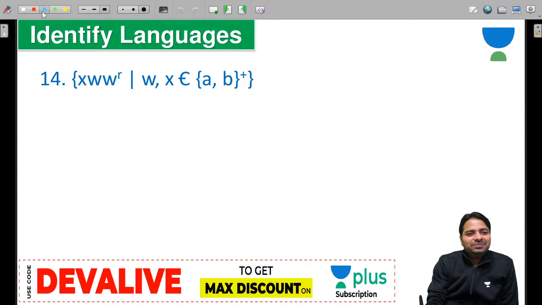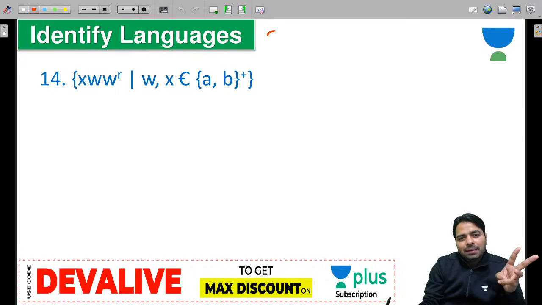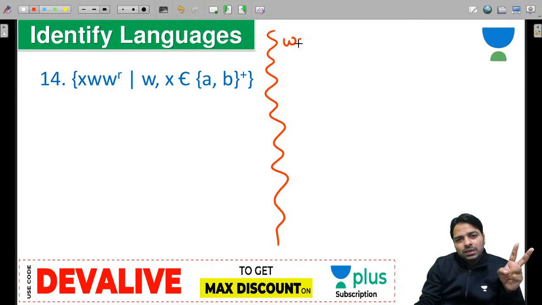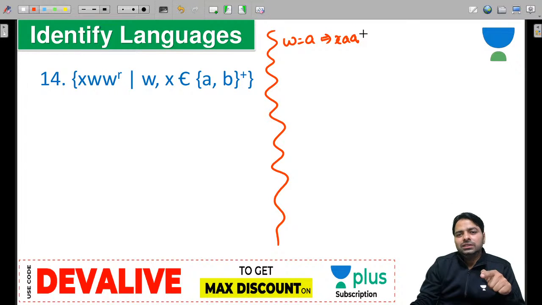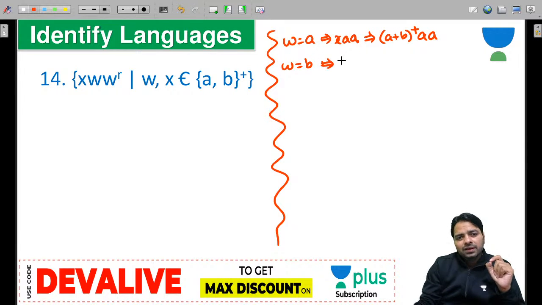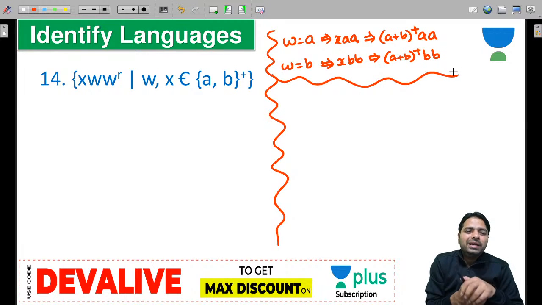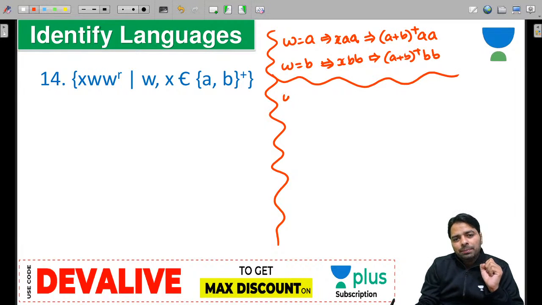Alright. 14. x w w power R. Now again I am trying to write something. Let w be equal to a, then x w is (a+b)* followed by w, and when w is b, x bb, because the reverse is also b. Because these two forms are dominating everybody, these two forms can be the answer. So I am trying for that.